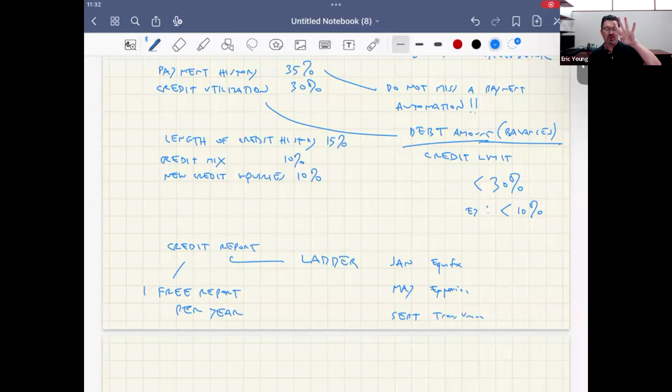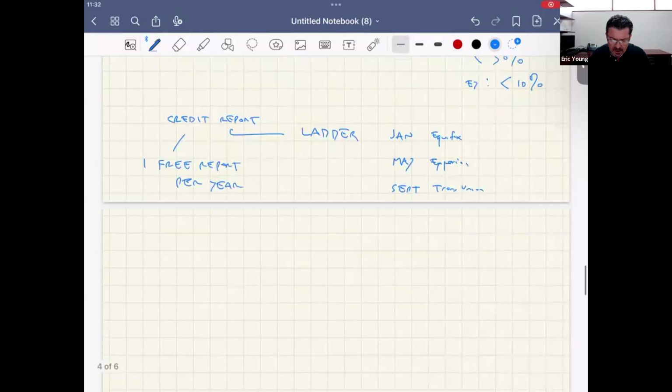October, November, December, January, and then you're back to January. So if you follow the ladder, you can actually get a free report every 4 months. I recommend that you do that and that you look at them. Just make sure they're good and you're all right. Okay. That's our opening on debt.